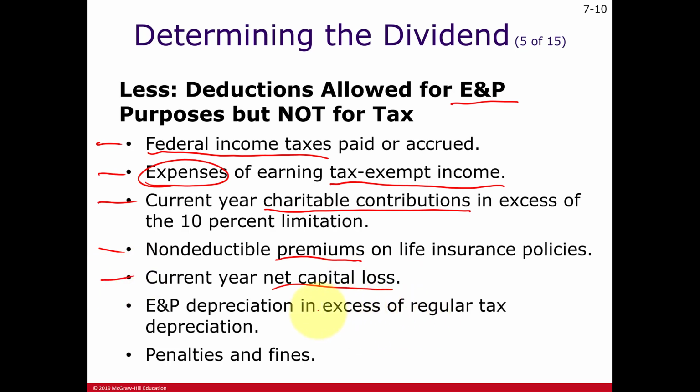And this is more of a timing difference here. Earnings and profits depreciation. Well, tax depreciation, we know there's MACRS, bonus depreciation, Section 179. Earnings and profits depreciation, you calculate it using straight line and a life called the alternate depreciation system, a little bit longer life than the life under the MACRS method. So that's gonna, let me think now.